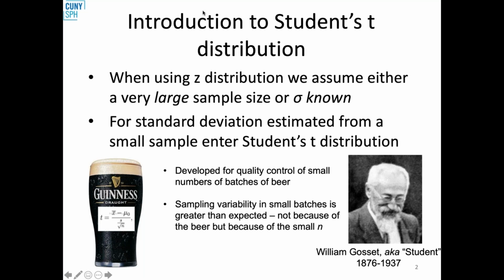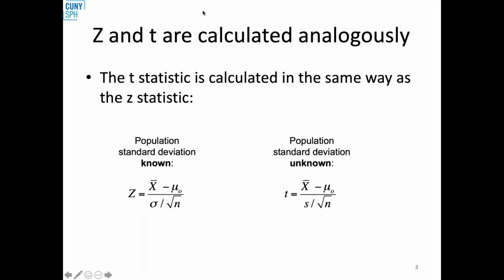So very frequently, when he would test batches of beer, he would not be able to take 100 samples. He would have to work with relatively small sample sizes, like he'd have 4 samples from this batch and 7 samples from this batch. So sampling variability in small batches is a problem because you only know so much about what the real value is from the variability in a small sample. So he developed this idea of a t-distribution and what's called a Student's t-test.